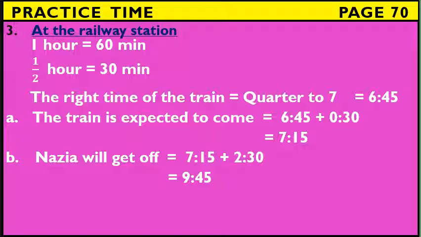B. Nazia gets off at a station after 2.5 hours from this station. What time will she get off? Answer. Now the train is going to arrive at this station at 7:15, and after 2.5 hours, that is 2 hours 30 minutes, Nazia will get off from the train. So 7:15 plus 2 hours 30 minutes will give 9 hours 45 minutes. So Nazia will get off at 9 hours 45 minutes.